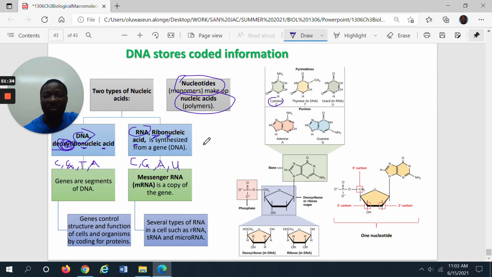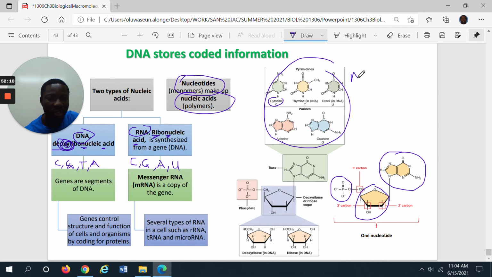All right, so every nucleotide, I don't want to go to DNA now, will consist of what we have here. Every nucleotide will consist of a phosphate group, number 1. Number 2, it will consist of a sugar, a 5-carbon sugar. And number 3 is going to consist of a nitrogenous base. These are the nitrogenous bases here. We call it nitrogenous base.